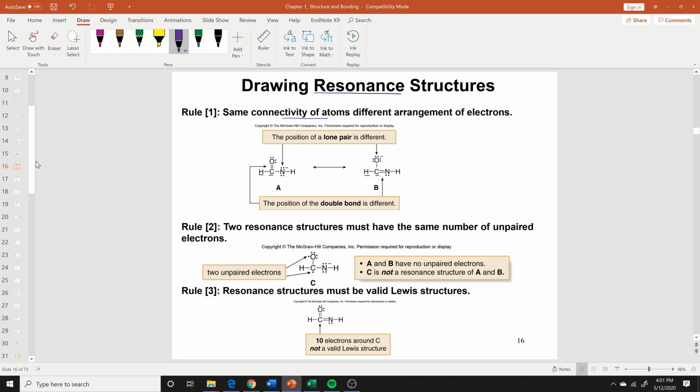So the resonance structures must have the same number of unpaired electrons. If you have unpaired electrons, all the resonance structures should have the same number of unpaired electrons though. So C is not a Lewis structure of A and B.